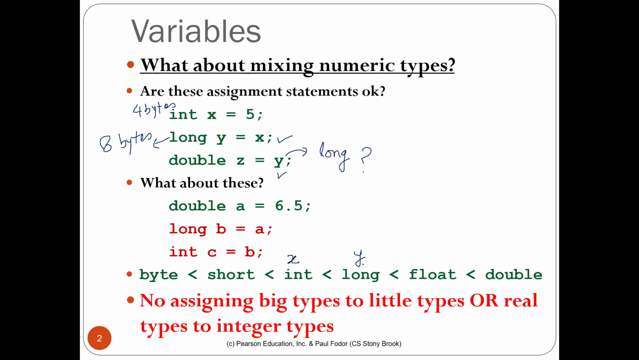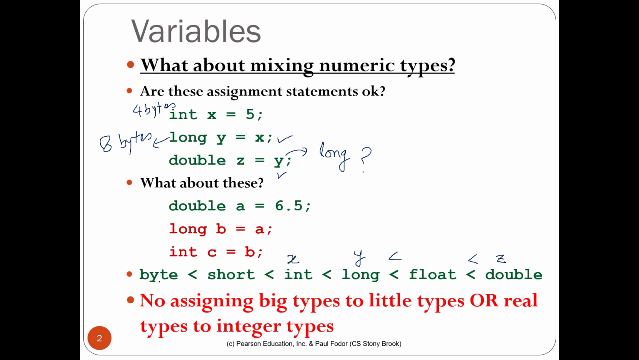So long is here on the left hand side of double. And z is right here. Since long is on the left hand side of double and you follow this order, which is a less-than kind of ordering, it means long is less than double, so this is allowed. You can do this assignment.